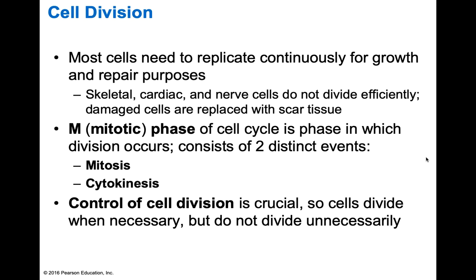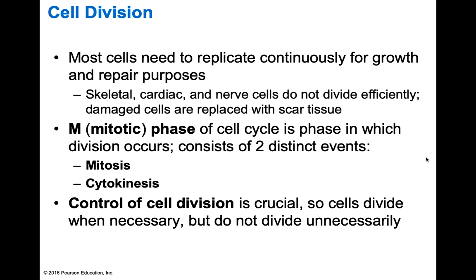We have our skeletal, cardiac, and nerve cells that don't divide very efficiently, and those damaged cells are often replaced with scar tissue. It's just a more difficult process for those particular types of cells, and they divide a lot slower. The M phase of the cell cycle is the phase where the actual division occurs. You have two different events: mitosis and cytokinesis, which a lot of books say happens at the same time as telophase.